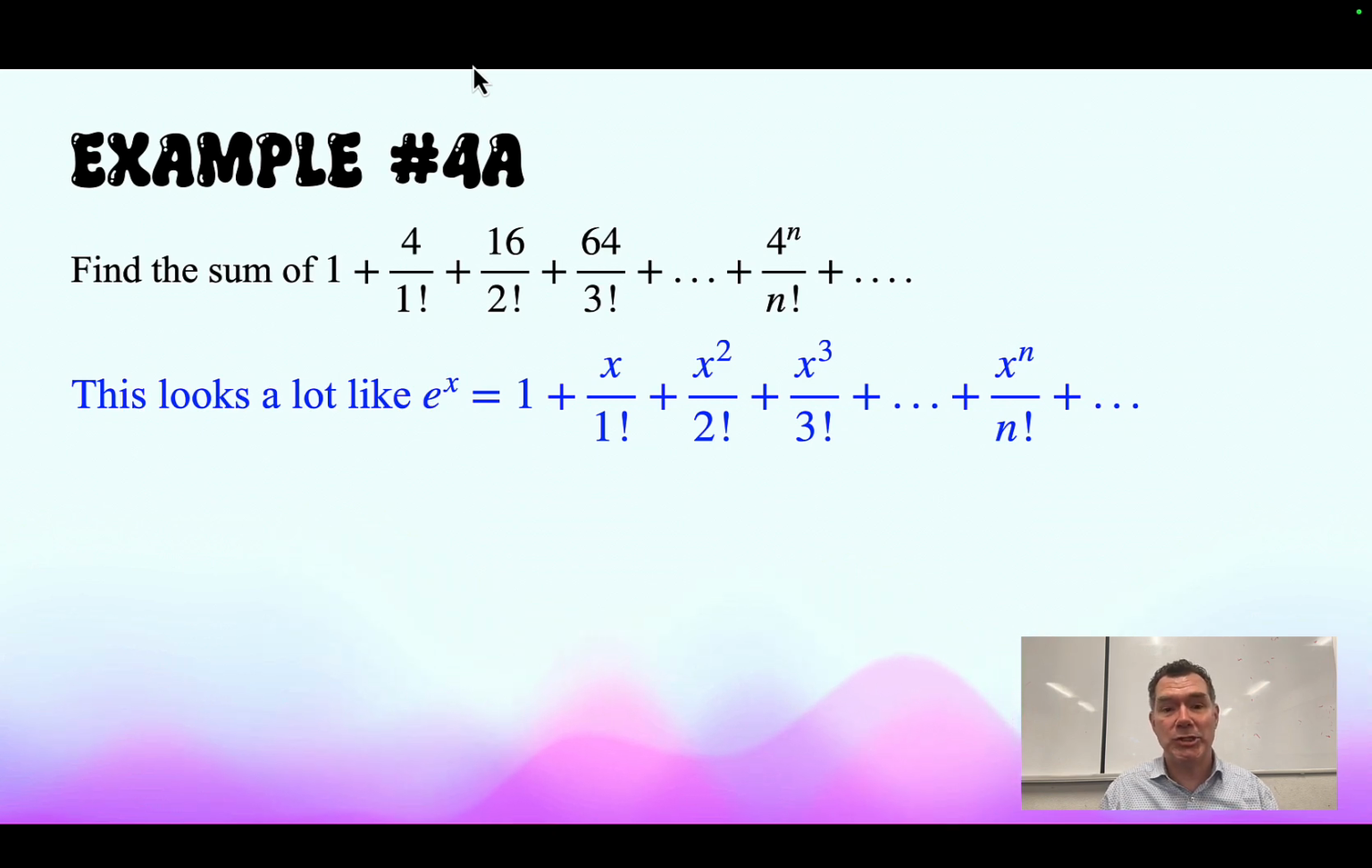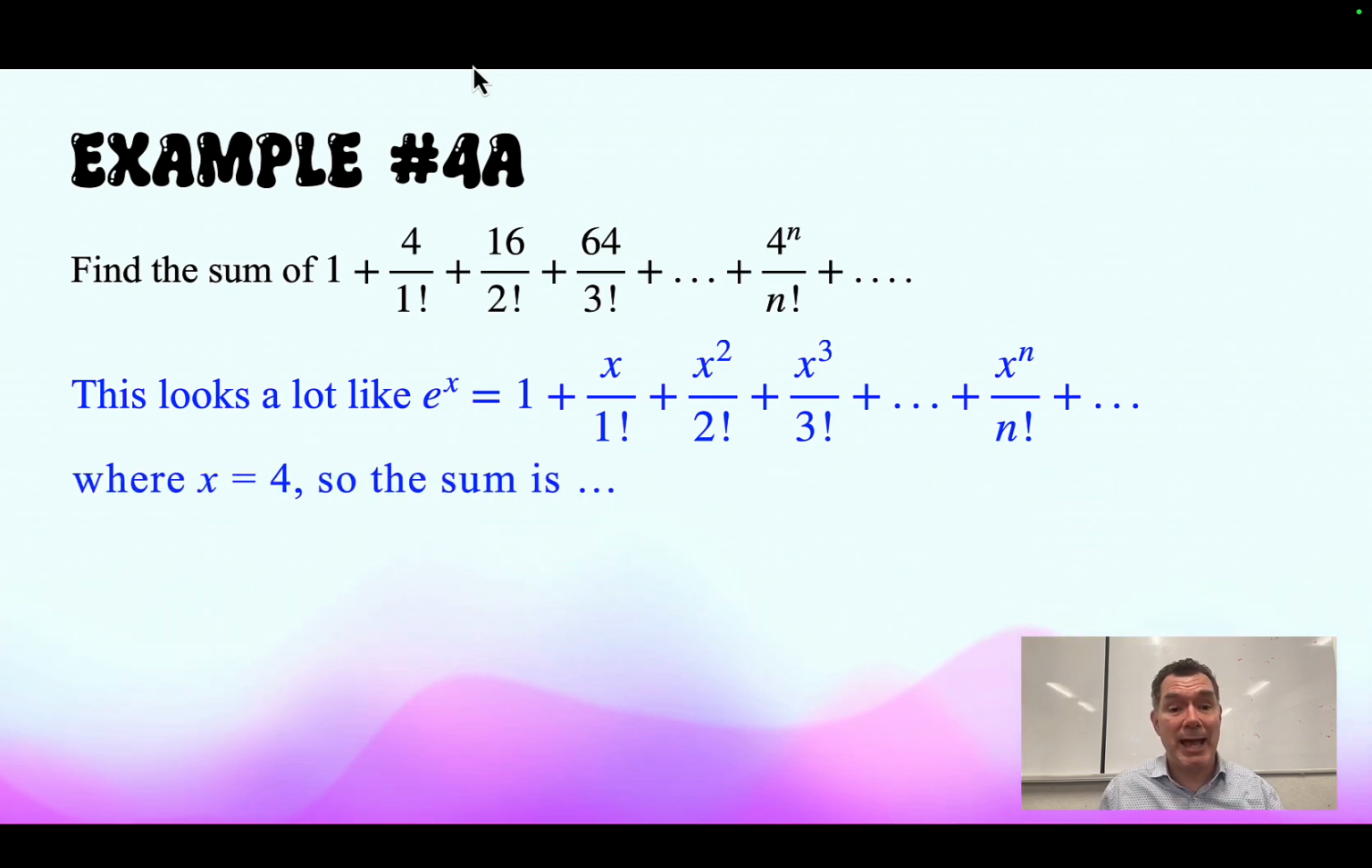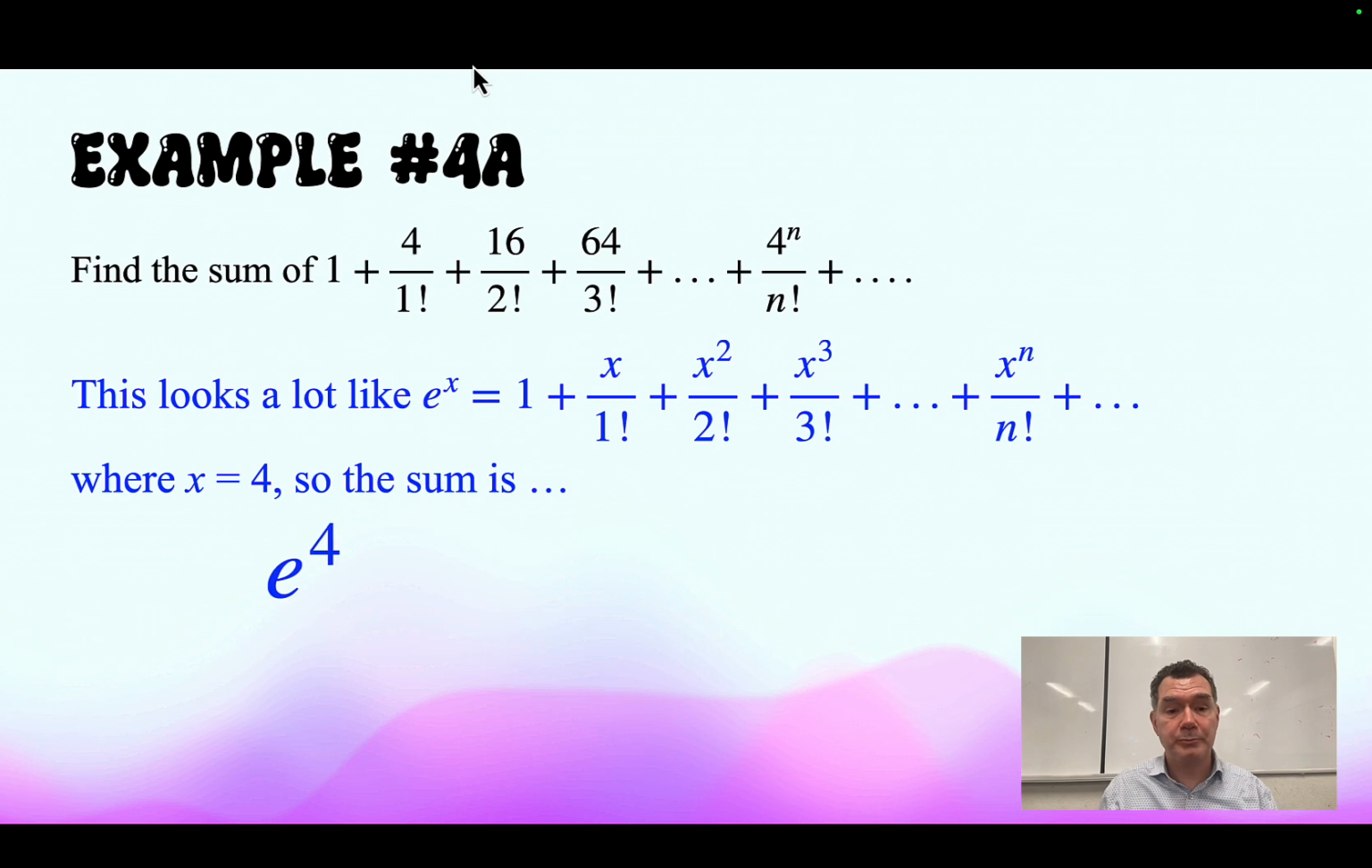That's what e to the x looks like. And if you compare it to what we have, every x has been replaced with 4. In the third term, 16 replaced x squared. In the fourth term, 64 replaced x cubed, and so on. So it looks a lot like e to the x, but every x has been replaced with 4. So that means instead of having e to the x, I have e to the 4.